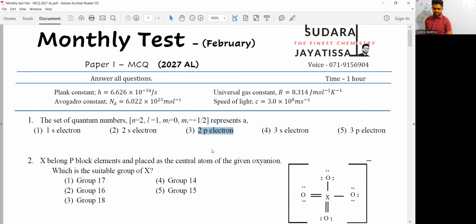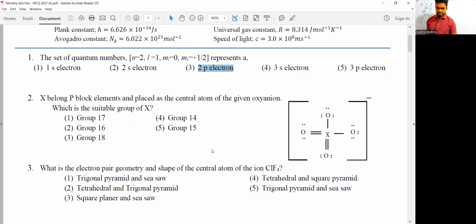Right, next, the second one is asking which group of the periodic table this X belongs to. I'll quickly put the structure on the board. So it is X forming 2 single bonds and 2 double bonds with oxygen. They have marked the lone pairs for oxygen, but they haven't put any charge. And they have given you the overall charge of this ion as minus.